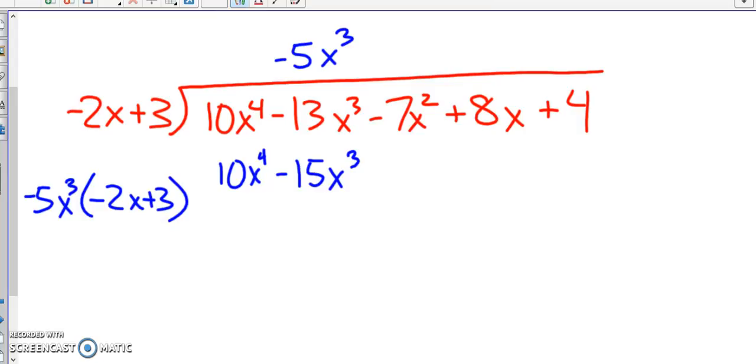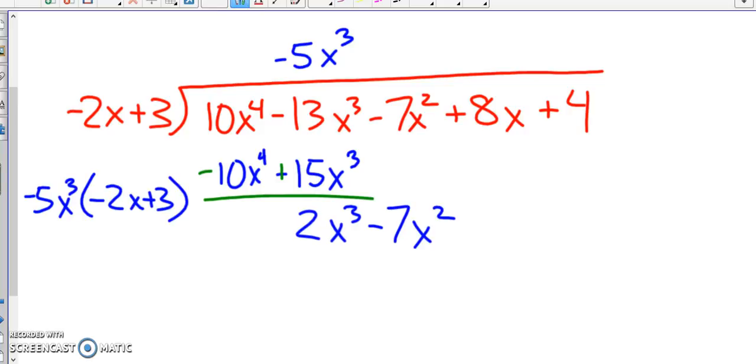I'm going to need to subtract, so I'm going to change the signs and add. Notice this is going to give me 2x cubed minus 7x squared. And I can bring the whole thing down if I want, or I can just bring down the next piece that I need. It really doesn't matter. So I bring down that next piece. And once again, I take a look at that guy right there and that guy right there. And I say, okay, what do I have to multiply negative 2x by to get 2x cubed? The answer would be negative x squared.